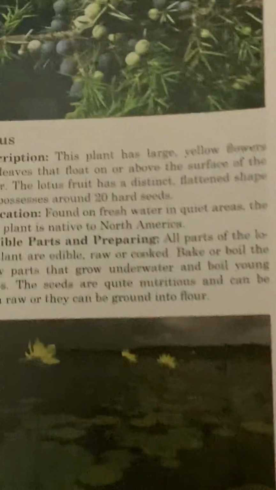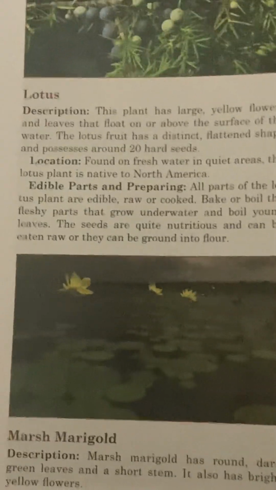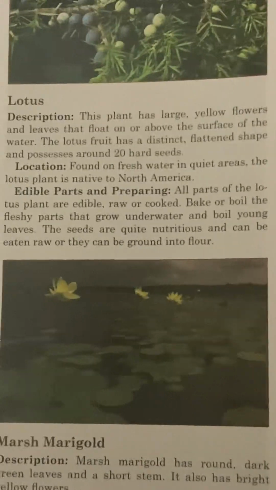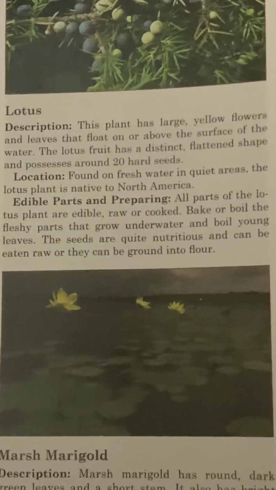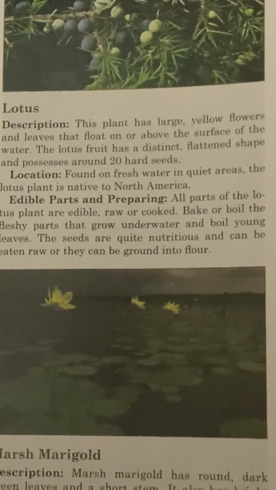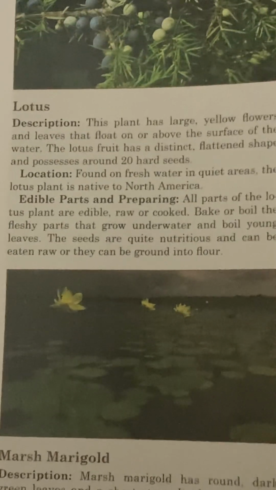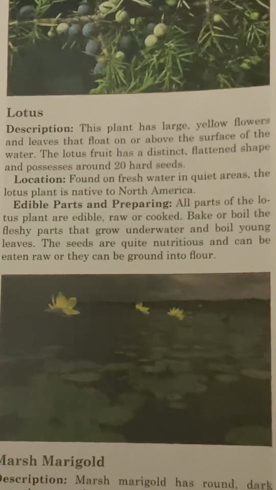Lotus. Description. This plant has large yellow flowers and leaves that float on or above the surface of the water. The lotus fruit has a distinct flattened shape and possesses around 20 hard seeds. Location. Found on fresh water in quiet areas. The lotus plant is native to North America.